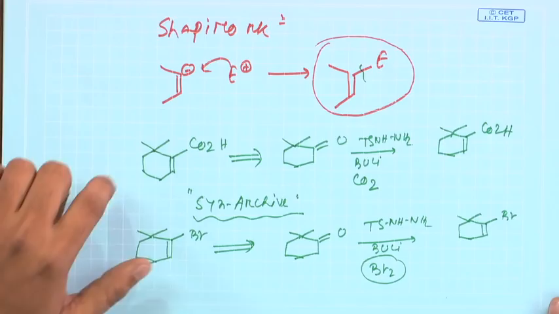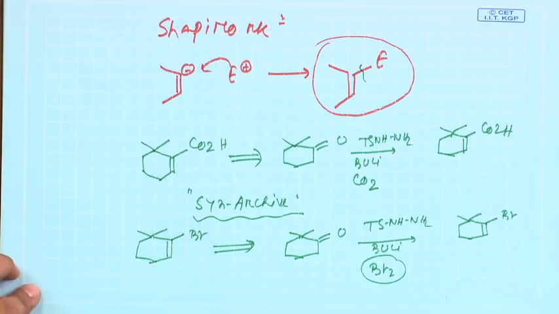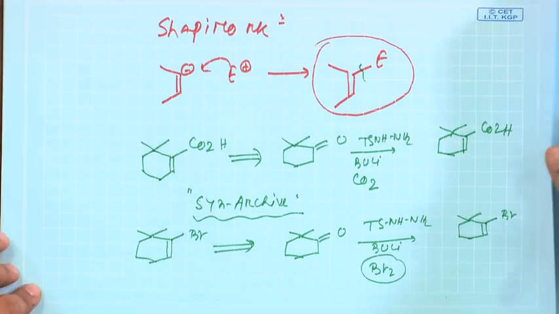So, normally the Shapiro reaction is a very good disconnection for this kind of compounds, and you will find the Shapiro reaction was one of the potentially important reactions. Based on the Shapiro reaction, many problems have been framed in the GATE exam as well as the NET exam. So, the Shapiro reaction is a potentially very useful reaction.